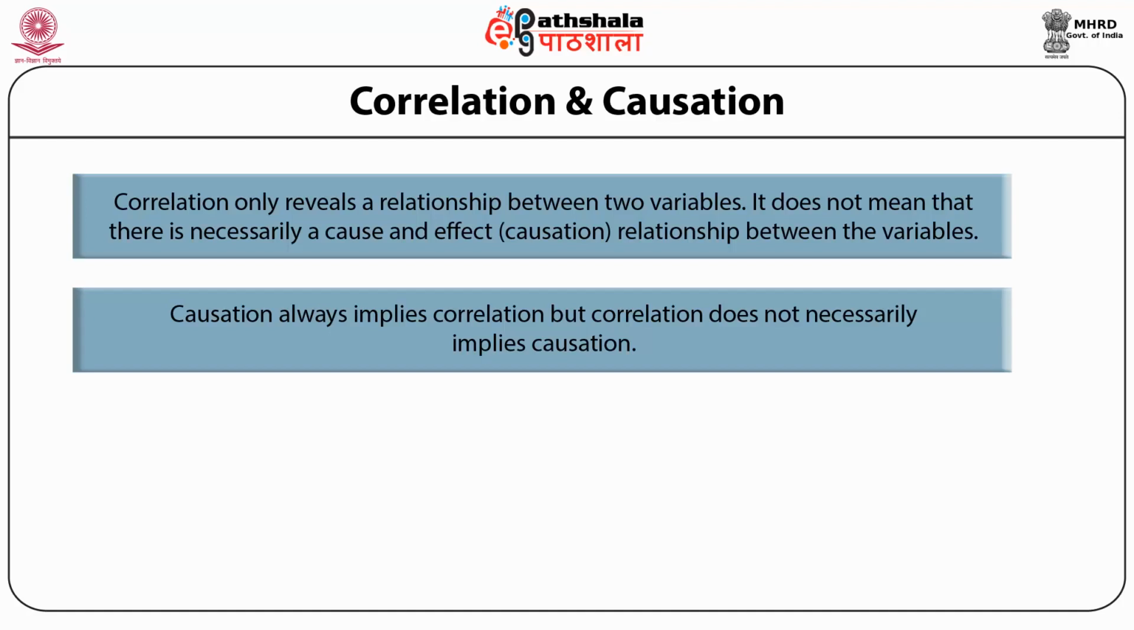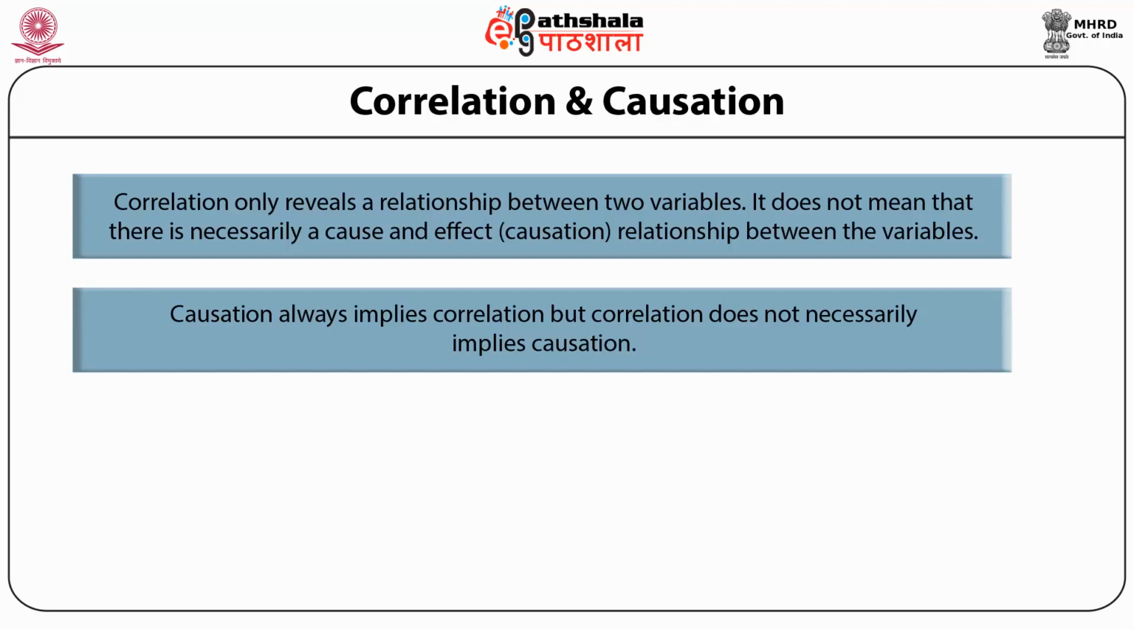For example, I take two variables. Suppose the salary of the teachers in Delhi University, and the second variable you can take is the number of accidents in Delhi. So if I collect a sample, the data for the last 10 years, and suppose the value of r comes to be almost 0.8 or 0.9, that signifies a very high degree of correlation.